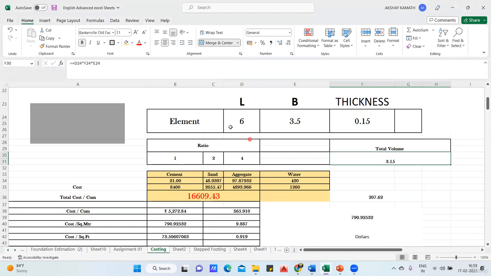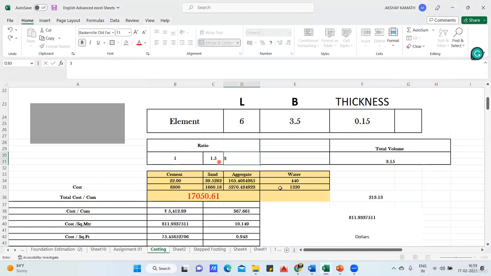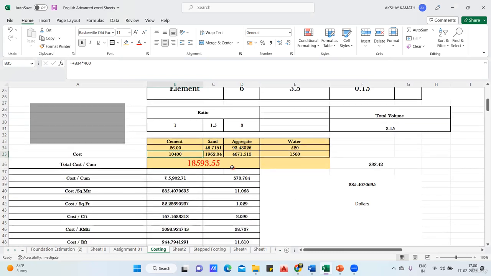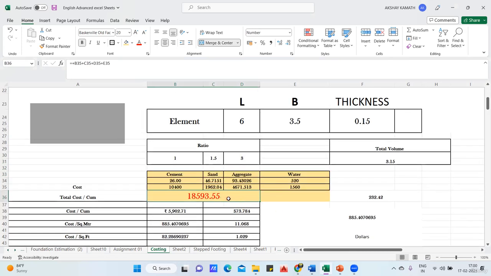The total volume will be 6 into 3.5 into 0.15, which is 3.15 cubic meter. And let us say I'm using the ratio of 1 is to 1.5 is to 3. That is the M20 ratio I'm using. According to that, I require 26 bags of cement, 46 CFT of sand, 93.43 CFT of aggregate, and the total cost of the cement will come out to be 10,400. Sand will be 1,962. Aggregate will be 4,671. So the total cost will be 18,593 rupees.